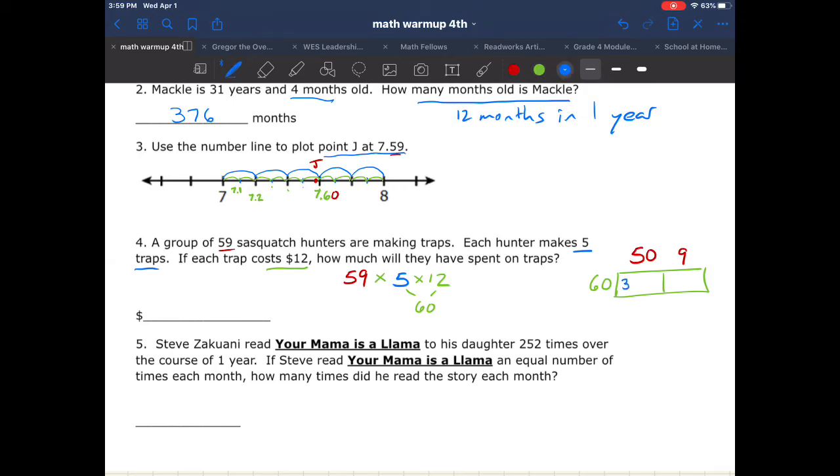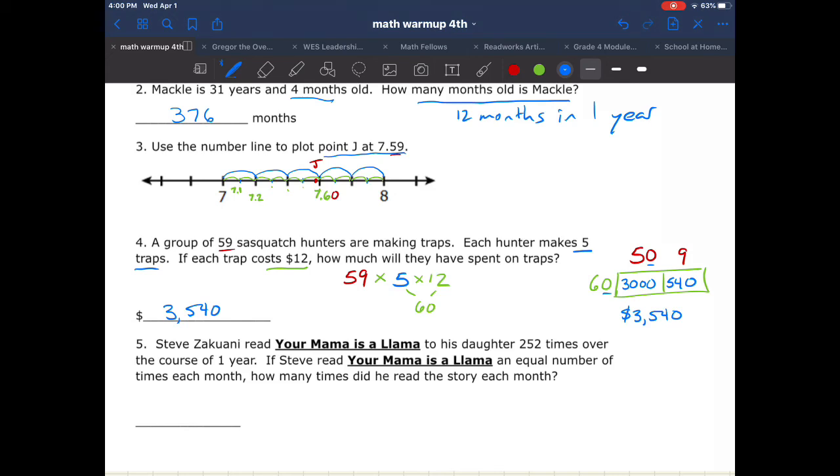60 times 50, 6 times 5 is 30. And then I've got to place the 2 zeros for here. 6 times 9 is 54, and I've just got the 1 0 from the 60. Add up my 3,000 plus my 540. That gives me 3,540. They are spending a lot of money to find these Sasquatch. $3,540.